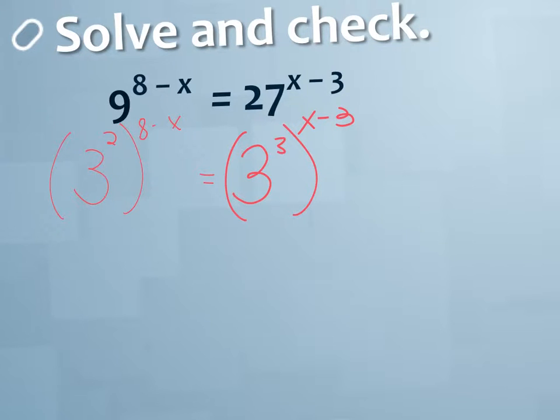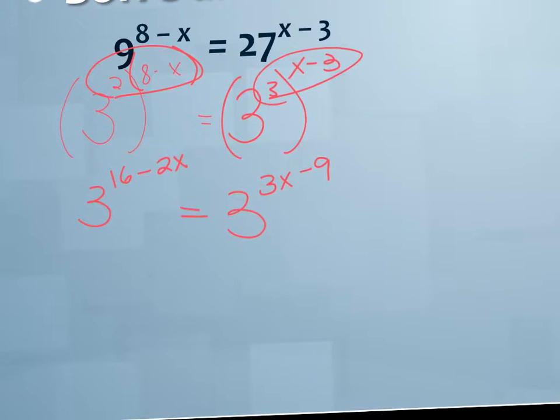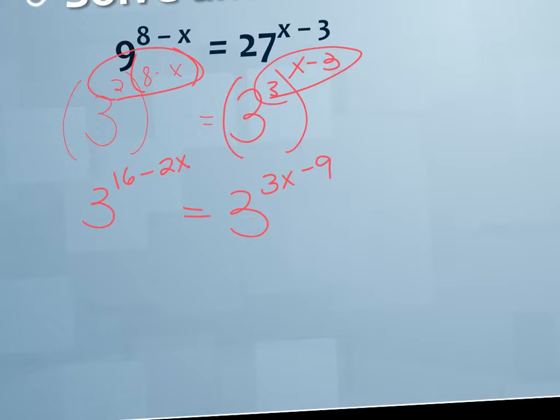So what do you do when you raise a power to a power? What happens with those exponents? Add. Nope, multiply, good. So I'm going to multiply these. So I'd get 3 to the 2 times 8, which is 16, minus 2 times x, negative 2x, equals 3 to the, and I'm going to multiply these, 3 times x, which is 3x, 3 times negative 3, which is minus 9. So this time we had to change both sides. Are the bases the same now? Yes. So I can just grab my exponents and say that 16 minus 2x equals 3x minus 9.